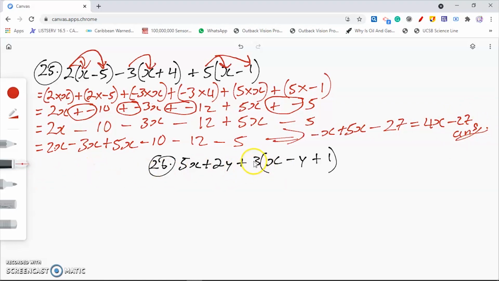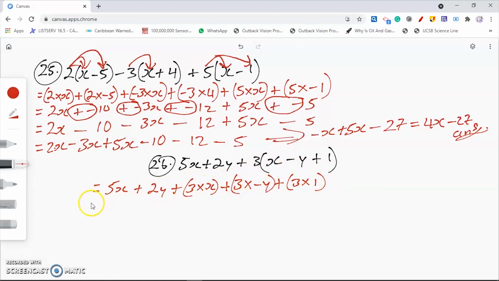Right, so number 26, we have 5x plus 2y plus 3 open bracket x minus y plus 1 close bracket. So we bring down the 5x plus 2y, plus 3 times x, plus 3 times negative y, plus 3 times 1. Then we simplify: 5x plus 2y plus 3x minus 3y plus 3.